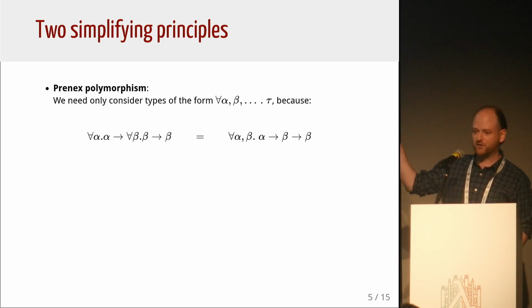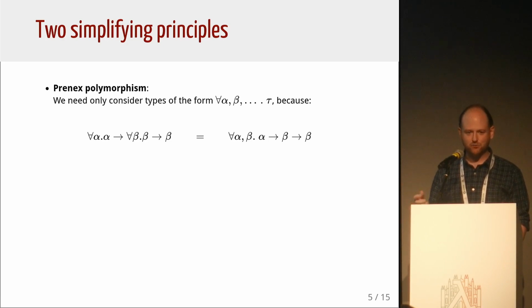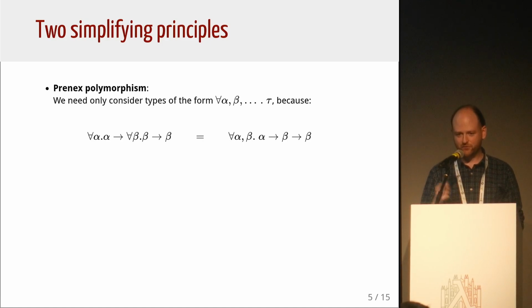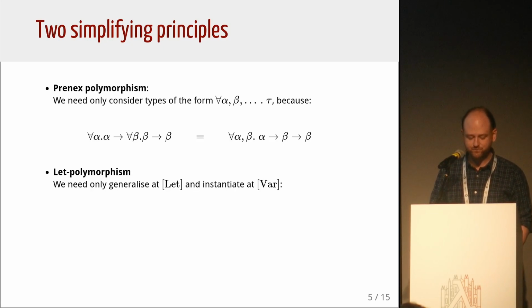There's nothing lost here, because a type with a more deeply nested for-all, again, I'm only talking about deeply nested on the right-hand side of an arrow, we're still obeying the ML rule of not having any for-alls on the left, but a type like the one on the left with a for-all more deeply nested is completely equivalent to one that has the for-all at the top level. So that restricts the shape of types, so you don't have to think so hard about where to place the for-alls. The second important simplifying principle is let polymorphism.